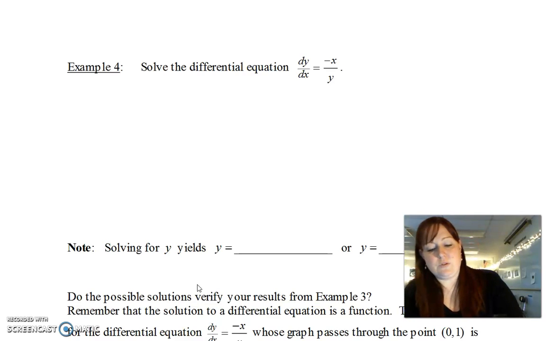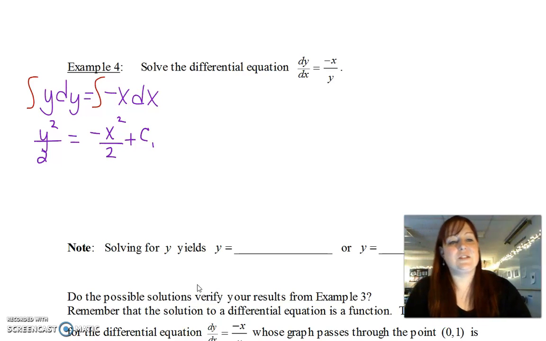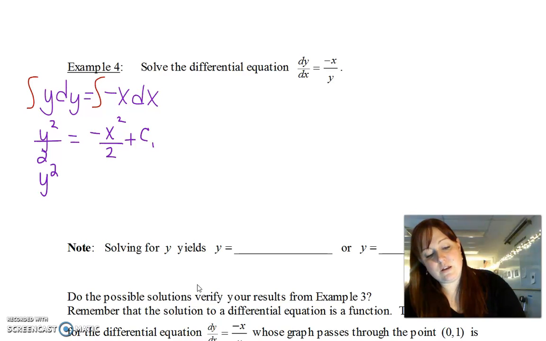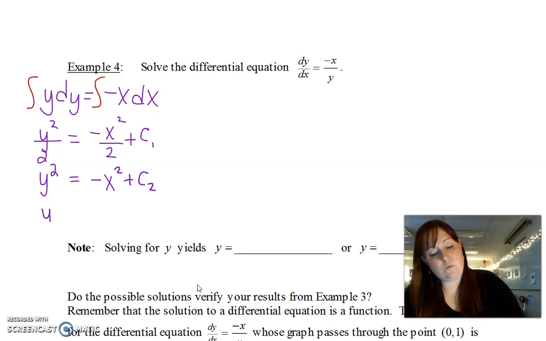So we're going to separate the variables. So I'm going to multiply y by both sides, and I get y dy equals negative x dx. Now I'm going to integrate both sides, and I'm going to get y squared over 2 equals negative x squared over 2 plus c, we'll call that c1 because we're probably going to get some more c's, right? So then we multiply both sides by 2, and we get y squared equals negative x squared, and already we have a new c, c2, and then we take the square root of both sides.